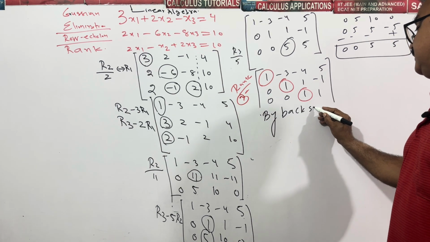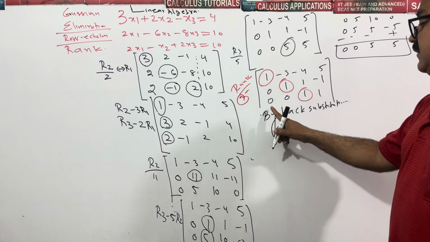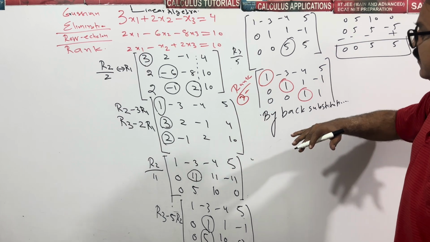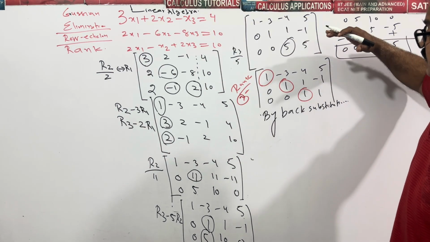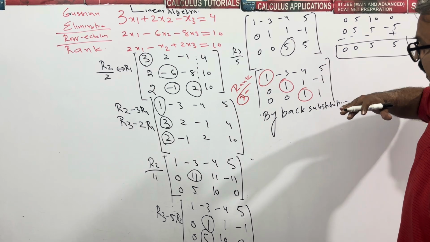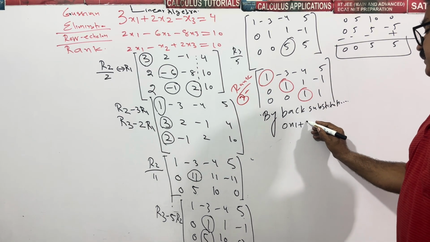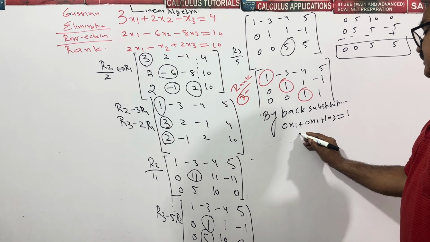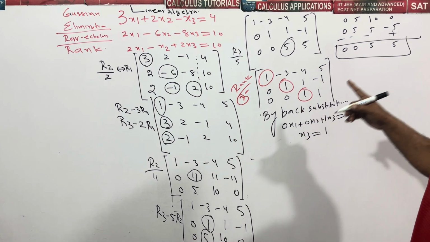By back substitution, what is this? This is x1, x2, x3. Successfully write the system from the coefficients again, but in back substitution manner: R3, R2, then R1. We have 0x1 plus 0x2 plus 1x3 is equal to 1. So our value of x3 is 1 from R3.